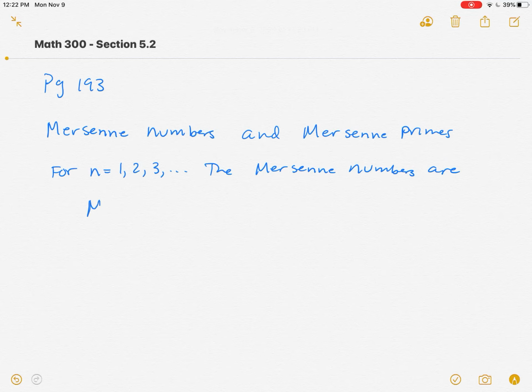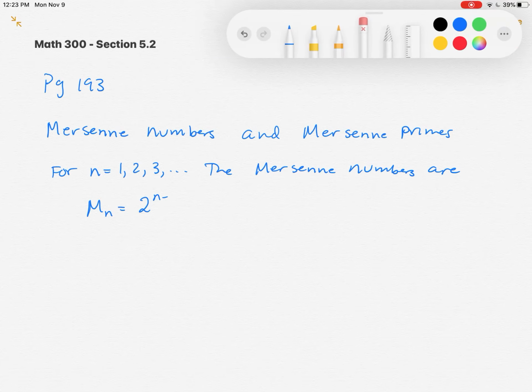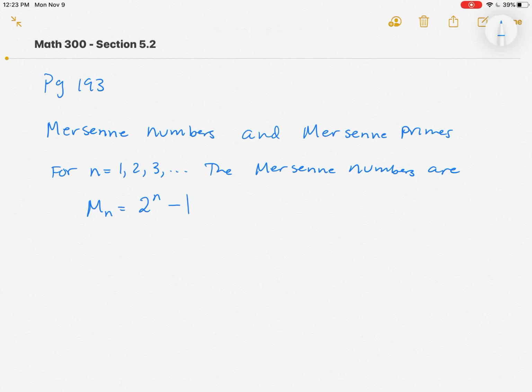are M sub n being equal to 2 to the n, and then a big difference here, minus 1. That's a Mersenne number. Mersenne was a mathematician, and he was after finding primes, and he came up with these numbers. And here's what he noticed. Number one, if n is composite, then M sub n is composite.